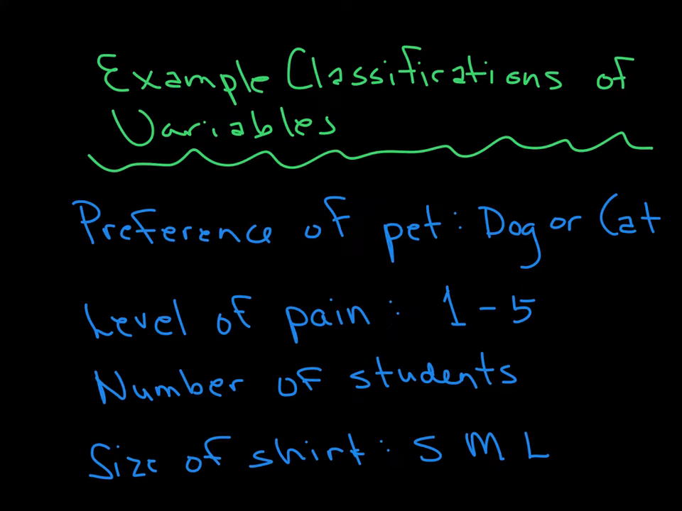Some example classifications of variables. I have 4 different ones here, so 4 different examples. If I asked you what your preference of a pet is, dog or cat, well, if we think about either qualitative or quantitative, the type of pet is just a quality difference. You can't put a number to it. It's either a dog or a cat. Either the pet has these features, or the pet has these features. So this would be qualitative.